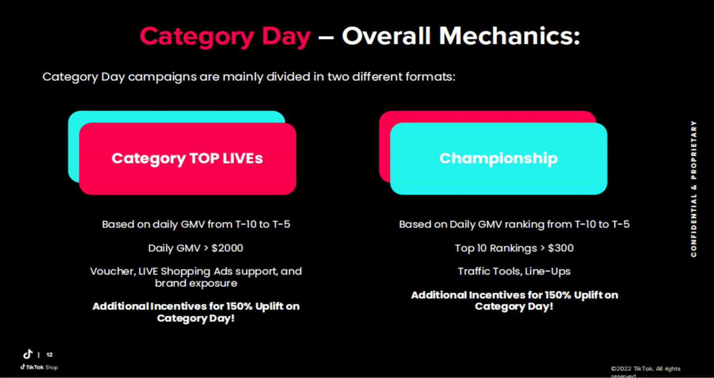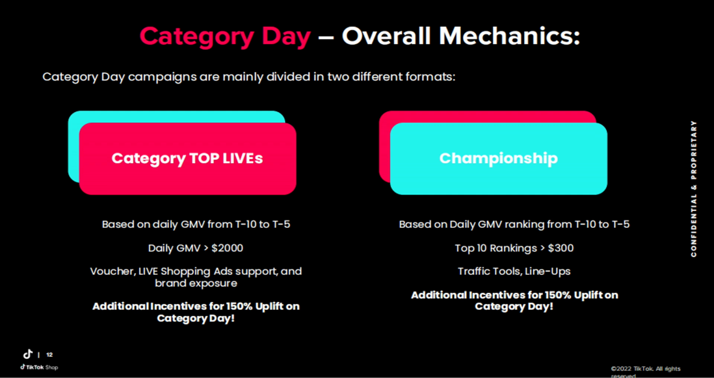And if you go live on your category day and achieve a great GMV uplift with all the resources that we support you with, the requirement is 150% uplift on the GMV. Then we incentivize you with a further advertising rebate policy: where you spend over 500 on a category day, we can rebate you 500 for the next category day. And this only applies to the top lives.